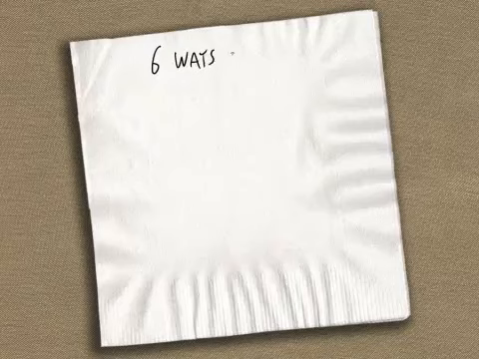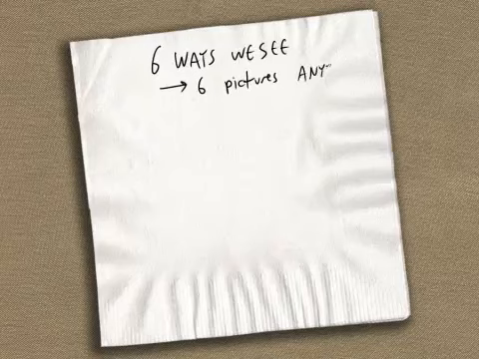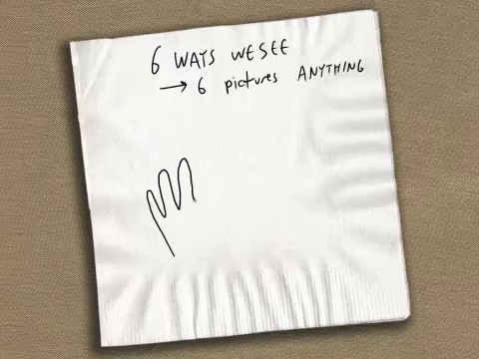To summarize, why is this important? This is going to become critically important in the next couple of lessons, because we're going to see now the 6 ways we see are going to correspond exactly to 6 simple pictures we can draw to show anything. And the way I like to sort of summarize this is a little schematic diagram. We can count this all on one hand.